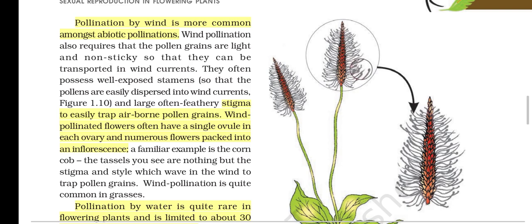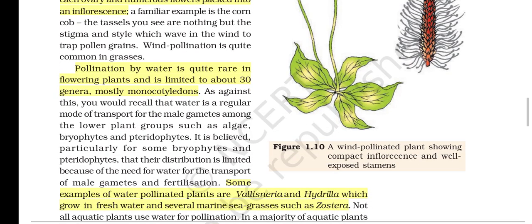A familiar example is the corn cob. The tassels you see are nothing but the stigma and style which wave in the wind to trap pollen grains. Wind pollination is quite common in grasses. Pollination by water is quite rare in flowering plants and is limited to about 30 genera, mostly monocotyledons.